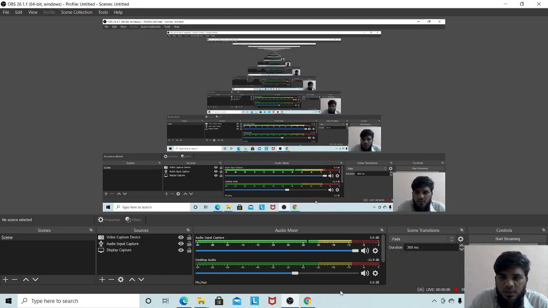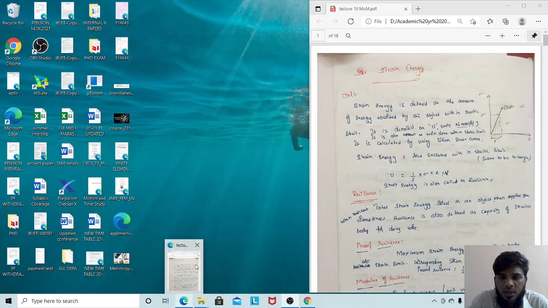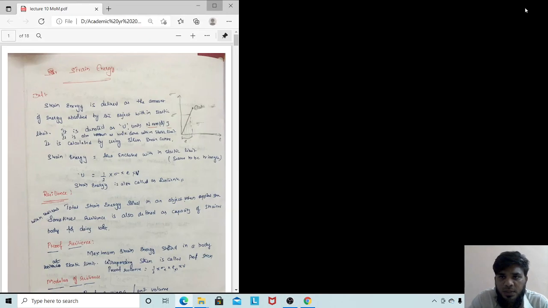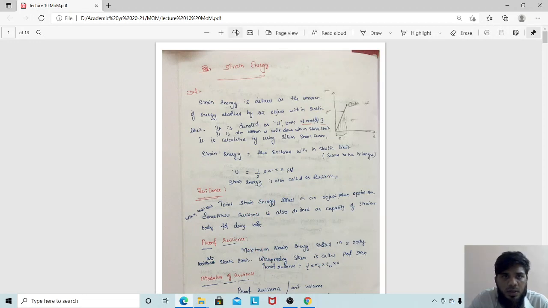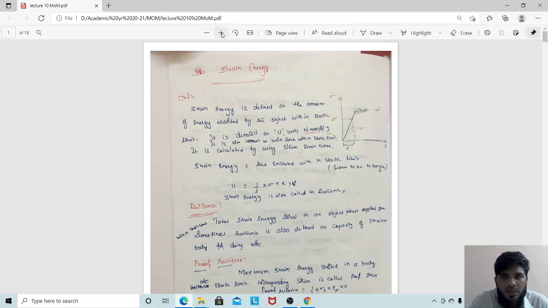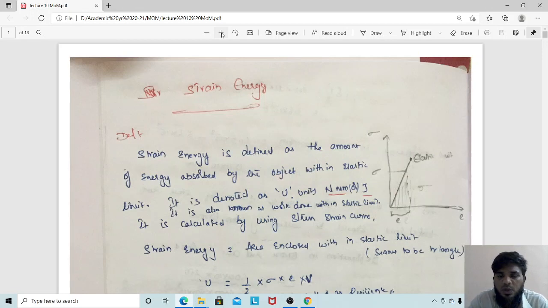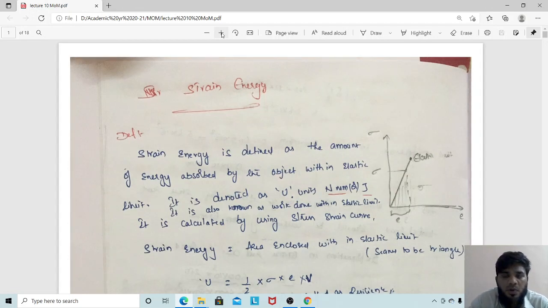Last class we discussed a few topics like thermal stresses, superposition of various forces acting, and how composite materials behave under thermal stresses. In this lecture we are going to discuss strain energy. What is strain energy? What are the various types of strain energies because of various types of loadings, and how the problems have to be solved.